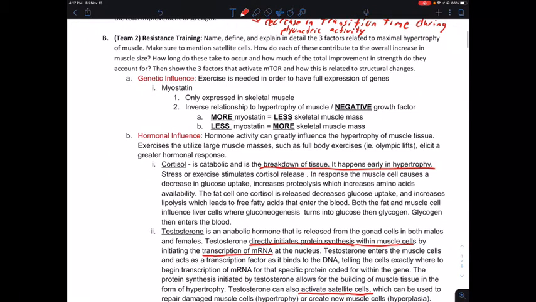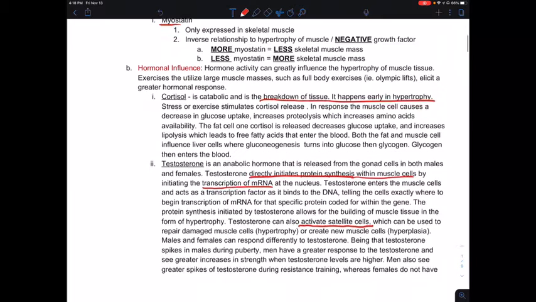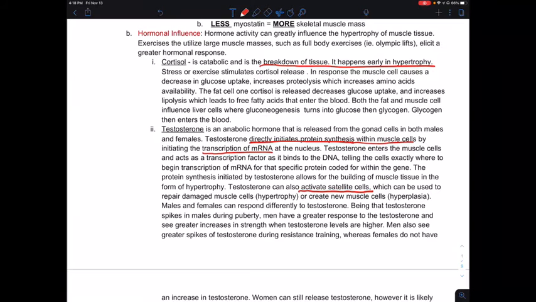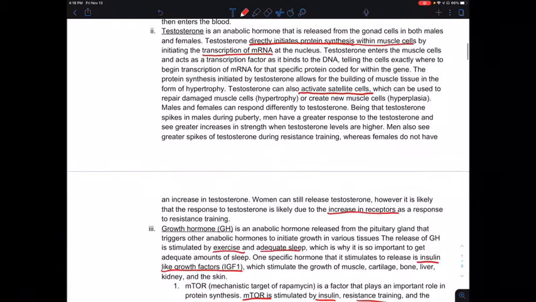And then B is also resistance training, but more of the other factors related to hypertrophy. And so we have the genetic influence, myostatin, covered that one well. Hormonal influence, cortisol is the catabolic. We need to have that in the beginning, break down some tissue, and then we need to start building back up and switch over into anabolic.